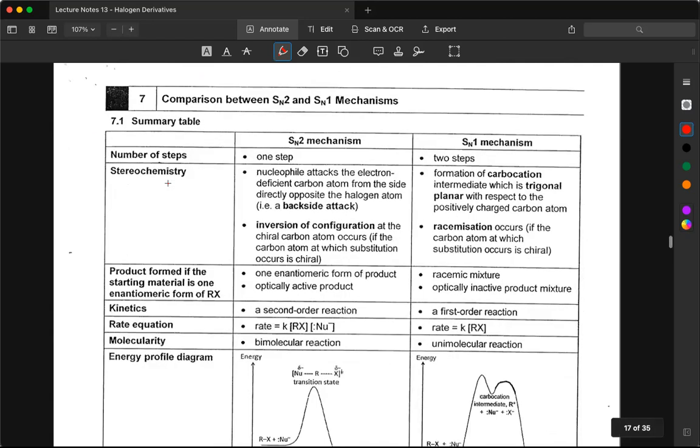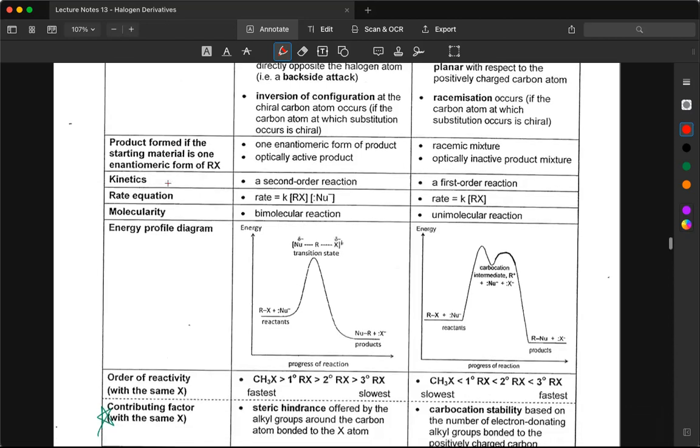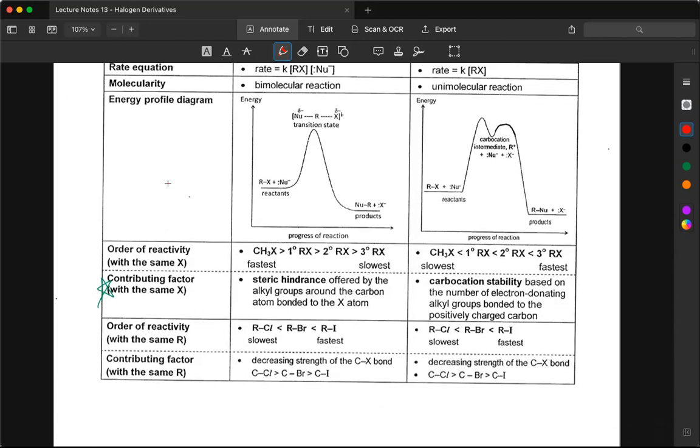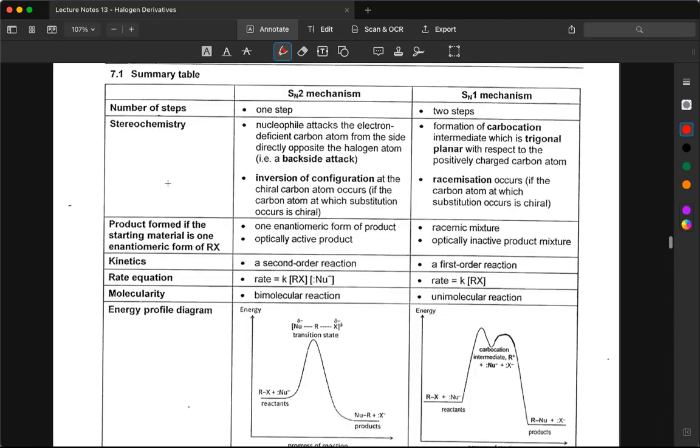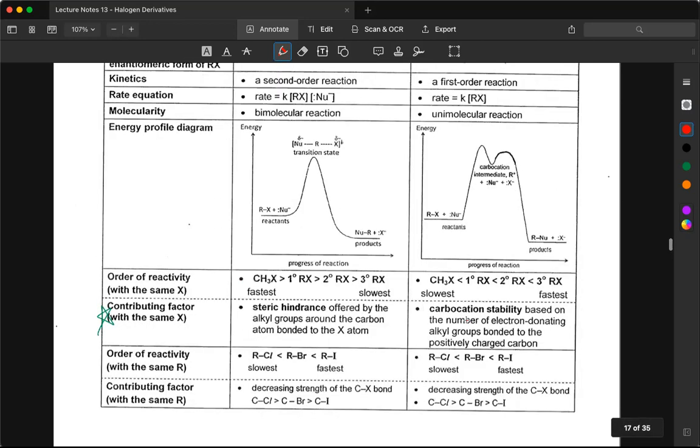So this table summarises the difference between SN1 and SN2. You can just read it yourself. In SN1, the focus is on the carbocation stability. SN2 is on the steric interference.